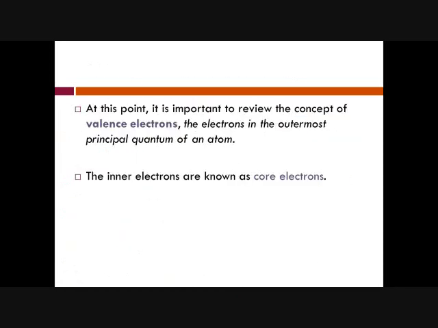At this point, it's important to review the concepts of valence electrons. The electrons in the outermost principal quantum level of an atom. Outermost energy level, outermost shell. Yes. So, does anybody remember how do we find the valence electrons on the periodic table? Like, if I say, how many valence electrons does chlorine have? How would you know?